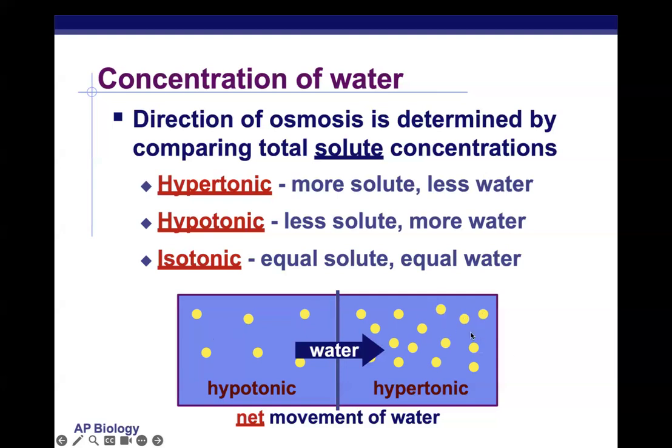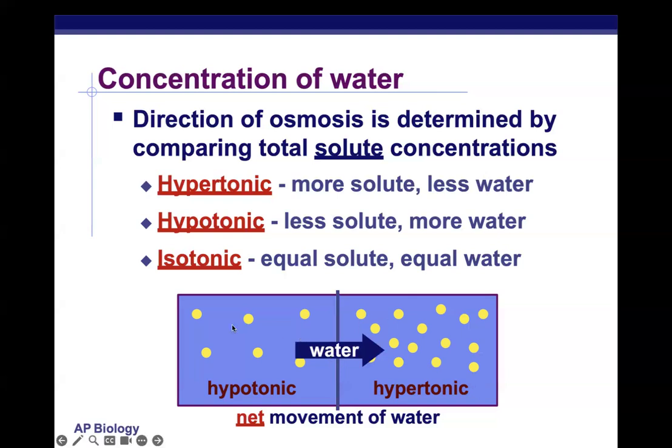Notice that if there's more dissolved solute taking up space, then there has to be less water, right? Because it's the same amount of space. So if there's more solute dissolved, there's less water. And opposite, on the outside of the cell, on the left side of this picture, there's less dissolved solute, less yellow dots, so there's more water.